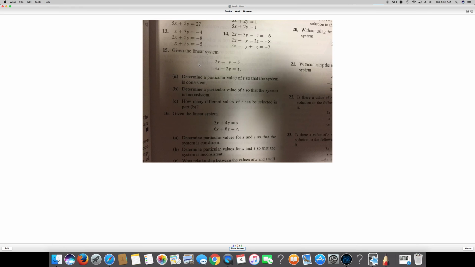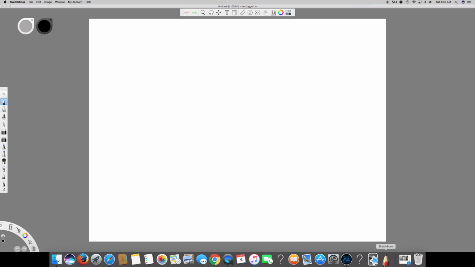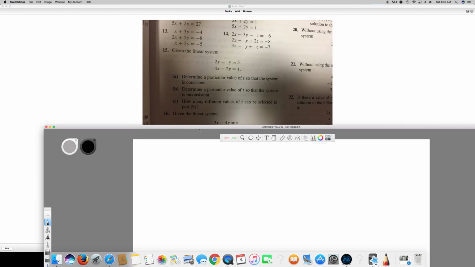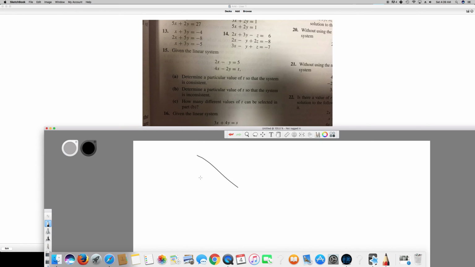15th question. The question is asking, given the linear system 2x minus y is equal to 5 and 4x minus 2y is equal to t, determine a particular value of t so that the system is consistent. So consistent, first of all we have to understand what is consistent. If a system is consistent, it means the two lines, if you draw a graph, the two lines meet each other. It could be with one solution or it could be with infinitely many solutions. Whatever it is, the two lines should meet together. So that's what we call consistent in a linear system.